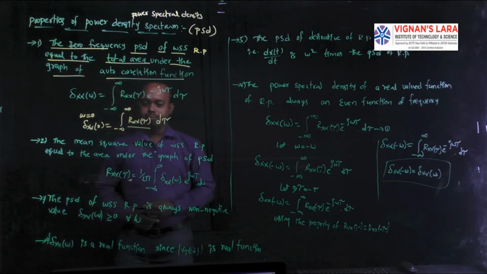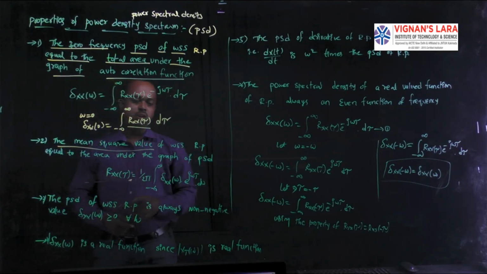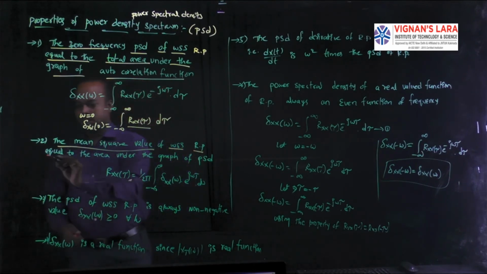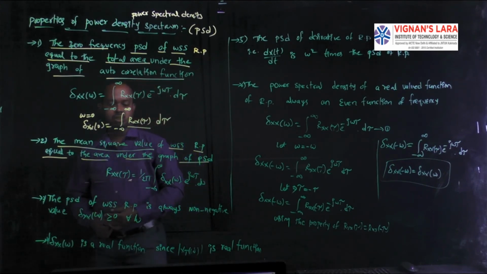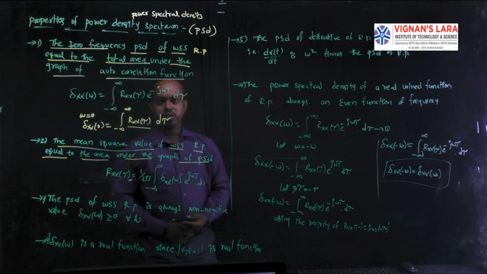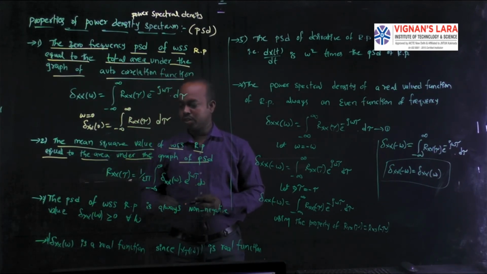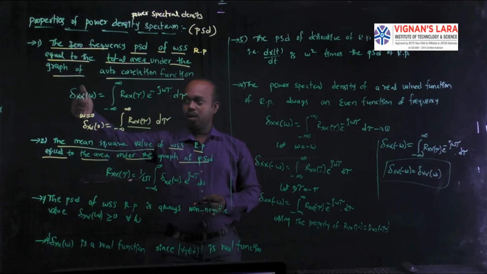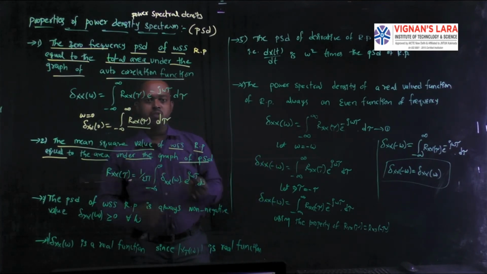Coming to the second one. The second property is the mean square value. The mean square value of a wide-sense stationary random process is equal to the area under the graph of the power spectral density. Already we are saying the Wiener-Khinchin relation. According to the Wiener-Khinchin relation, S_X(omega) and R_X(tau) are both Fourier transform pairs. Here you can see that you can obtain this value by taking the inverse Fourier transform.